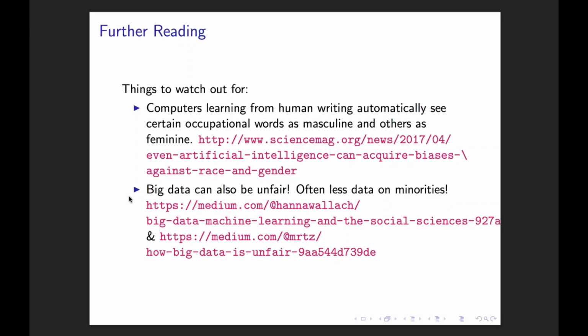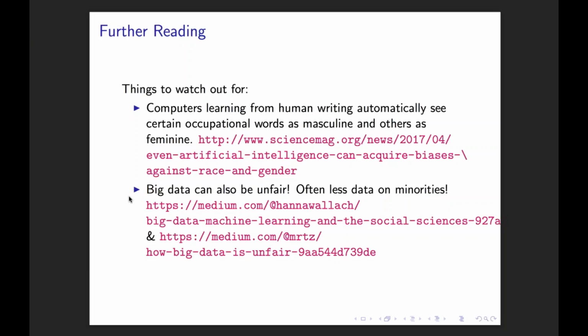So just because you're using a machine learning approach doesn't mean that that's an impartial or an unbiased view of these types of things. If the machine is actually doing what it's supposed to do, which is to learn from humans, if the humans are biased, then it's likely that the machine will also learn those biases. So that's something to watch out for.